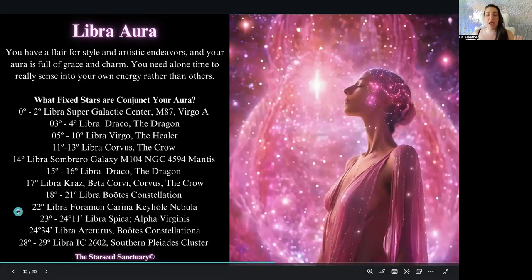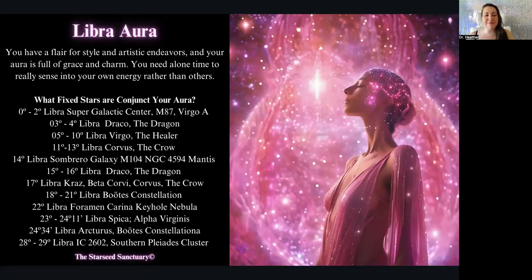All right, next up, we have a natal asteroid aura in Libra. So if this is your natal asteroid aura placement, you usually, when your aura is healthy, have a flair for style and artistic endeavors. Your aura tends to be really full of grace and charm, but you need alone time to really sense into your energy rather than the energy of others.